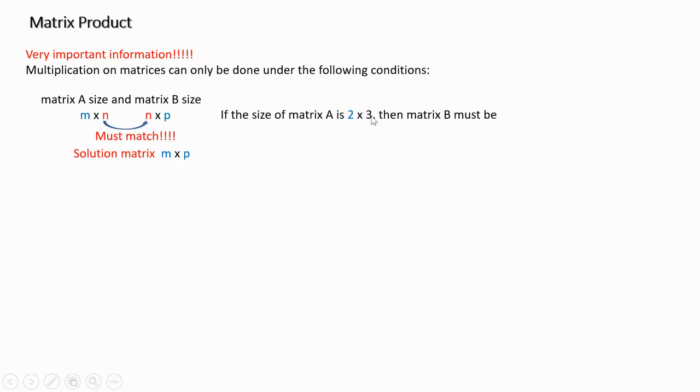If the size of the matrix is 2 by 3, say, for example, matrix A is 2 by 3. Then matrix B must be what? 3 by something. We don't care about the second number. It's going to be a 3 by something. This can be any number: 3 by 1, 3 by 2, 3 by 3, 3 by 4. It doesn't matter. What matters is that the inner numbers determine if you can do the operation or not. So the solution matrix will be 2 by whatever the number is right there.